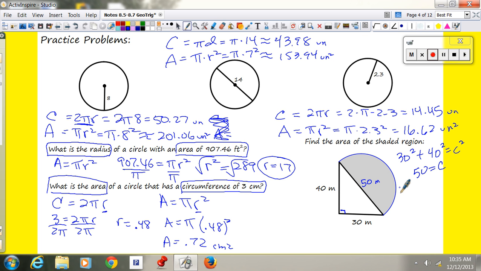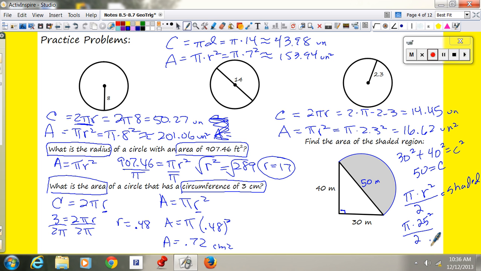Now, that's not a whole circle. So if I used pi r squared, I would have too much. And I would just cut it in half, right? So I'm going to take my pi times my r squared, and I'm going to divide it by 2 to get my shaded part. What is my r, though? 25, not 50. R is 25, because it's only half of this diameter. So it's going to be pi times 25 squared, and then I'm going to divide it by 2, because I only want half the circle. I don't want the entire circle.